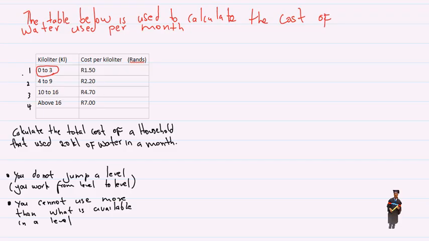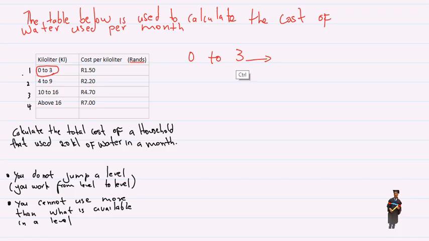As you can see, the range says 0 to 3. It means you start from 0 and then you are going to be limited by 3. So this is the limit. 0 to 3 means that you cannot pass 3. You cannot go over 3.